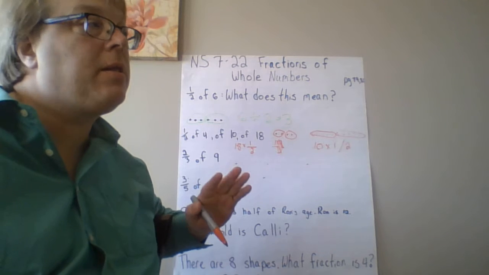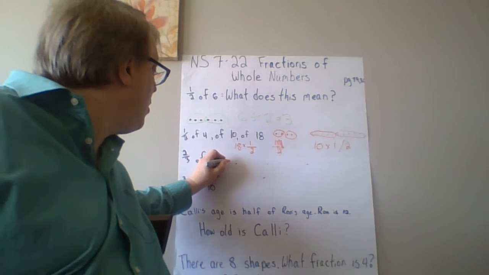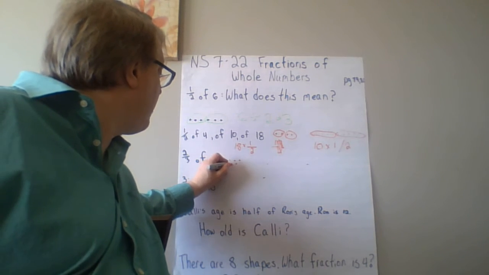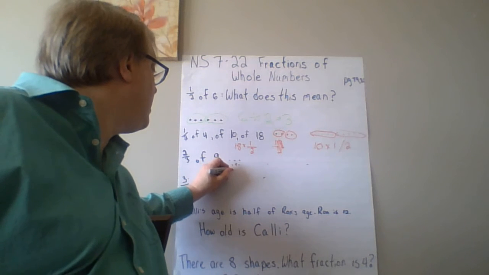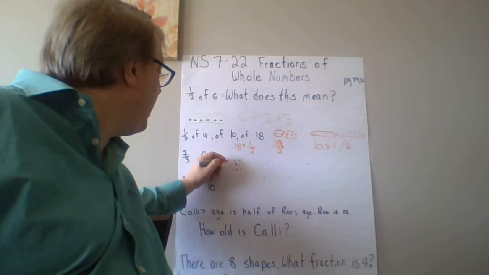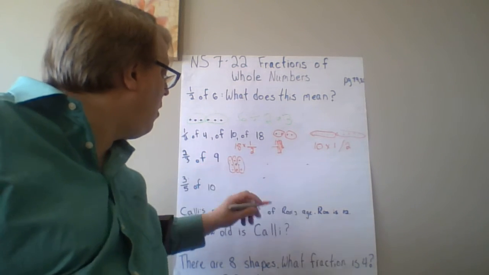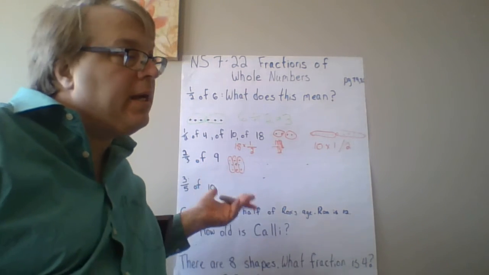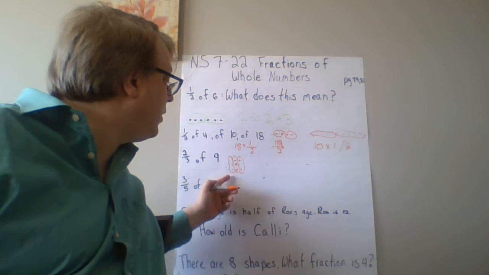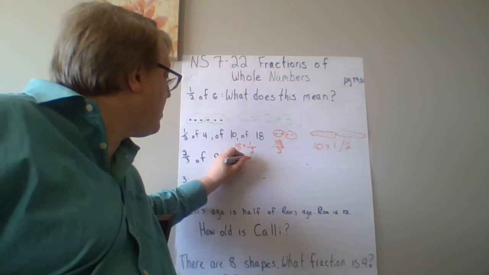2/3 of 9. This is slightly harder. Again, we could draw the dots. 1, 2, 3, 4, 5, 6, 7, 8, 9. Let's put them in groups of 3. Oh, what are 2 of those groups? It'd be 6, right? 2/3 of 9 is 6.